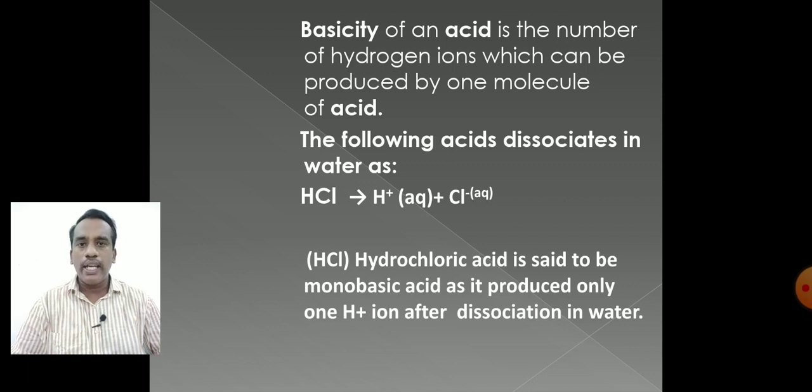So can you decide the basicity of hydrochloric acid, children? How many H plus ions is it giving? It has given only one H plus ion. So it is called a monobasic acid. What is it called? A monobasic acid.